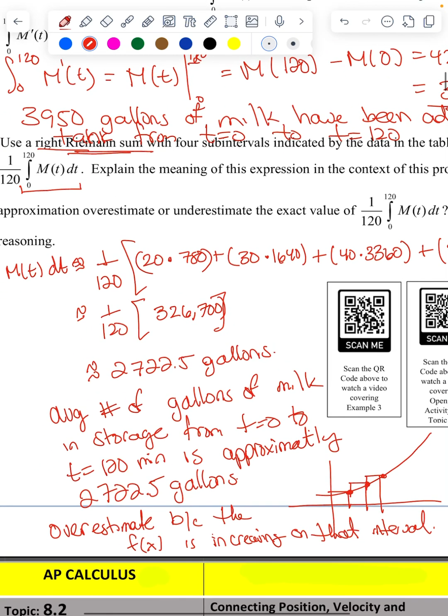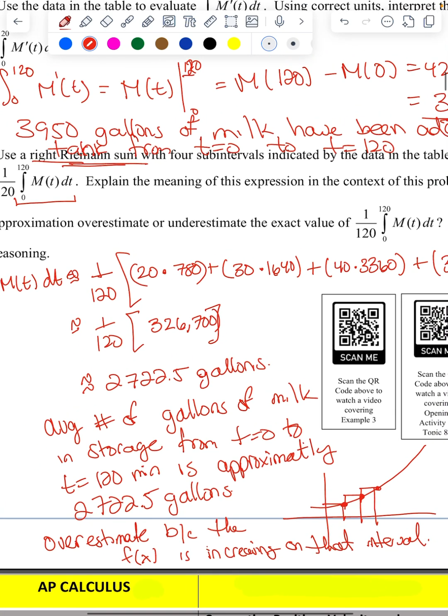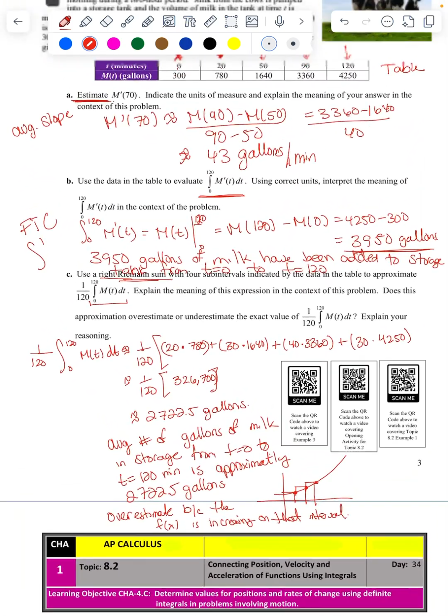All right, that's it for section 8.1. It should be pretty easy. We are going back to mean value theorem just a little bit, and we'll talk a little bit more about it in class tomorrow.